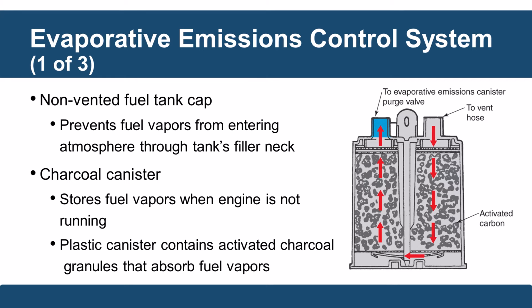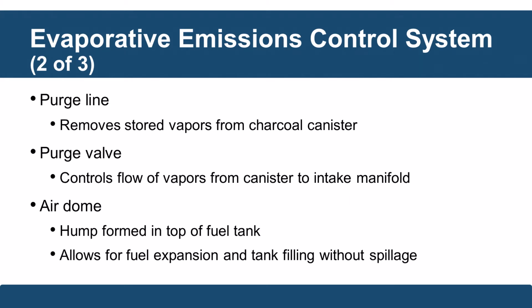And then that canister is activated through a purge line that removes the stored vapors from the charcoal canister. So this purge valve opens up. It allows air to be drawn in from outside over the charcoal and then towards the intake manifold. And then this hump that's formed in the top of the fuel tank allows for fuel expansion and the tank filling without spillage, so that this thing expands back and forth. Otherwise, we might have some problems.